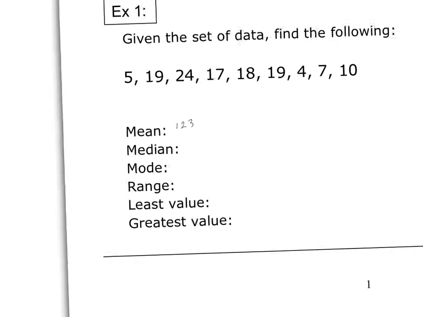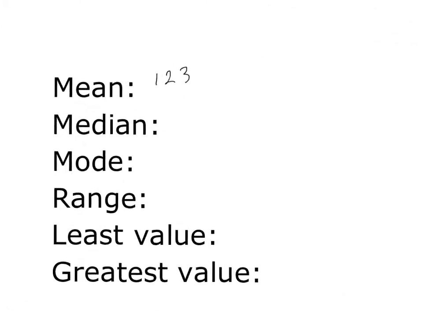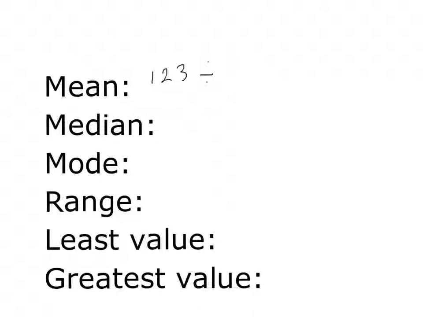And to find the mean, we have to divide by however many numbers there are. And we have 1, 2, 3, 4, 5, 6, 7, 8, 9 numbers. So if we want to find the mean, we have to take 123, divide it by 9, and that would give us our final solution of 13.6 repeating. Okay, so that would be our mean in this case.